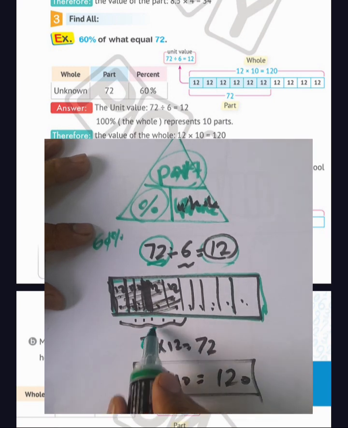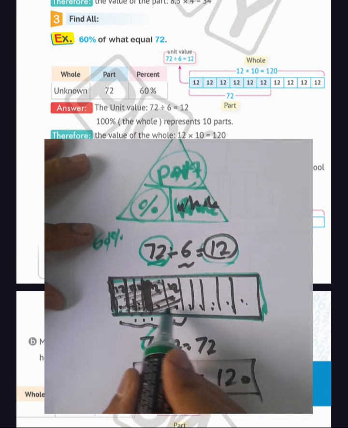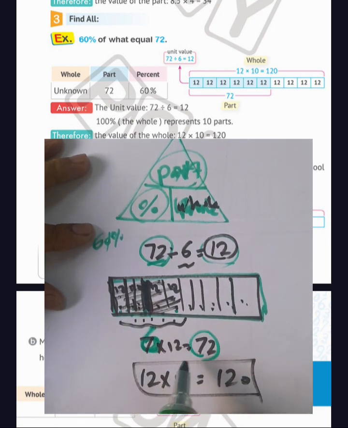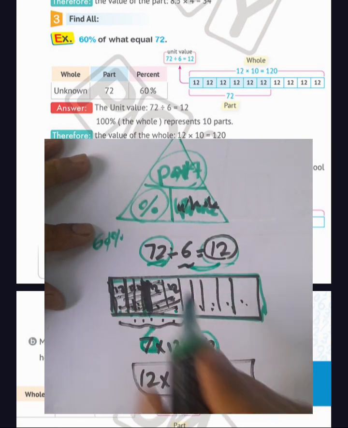Color 6 parts. 1, 2, 3, 4, 5, 6. 6 parts. Okay, we have 6 parts here. 6 times 12 equals, we know 6 times 12 equals 72.